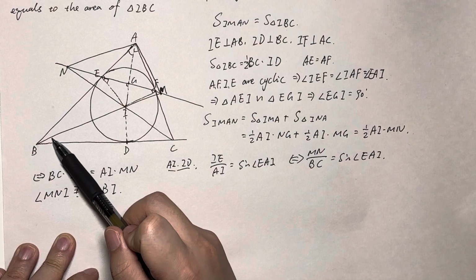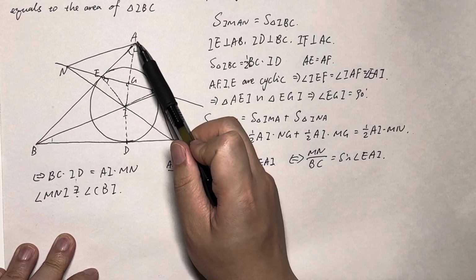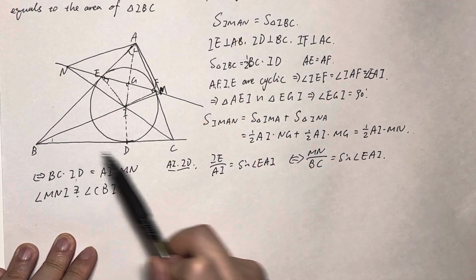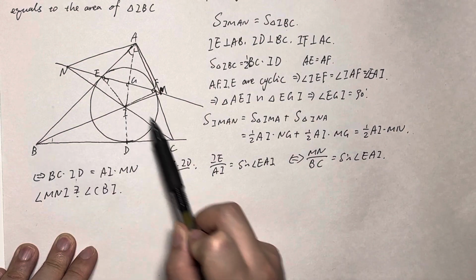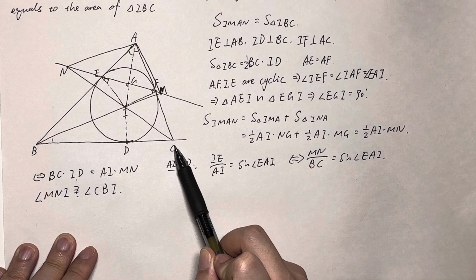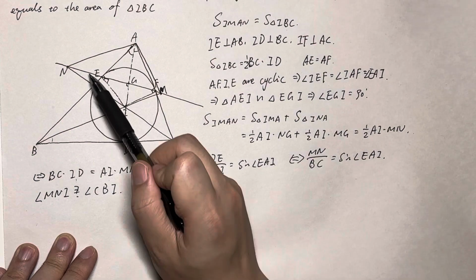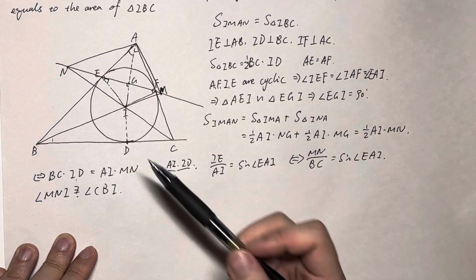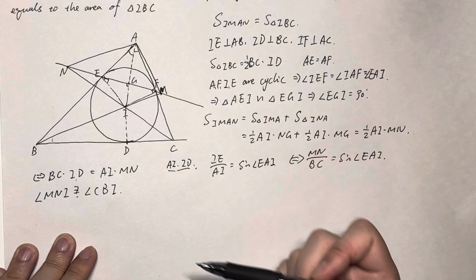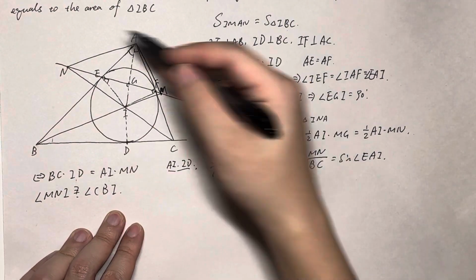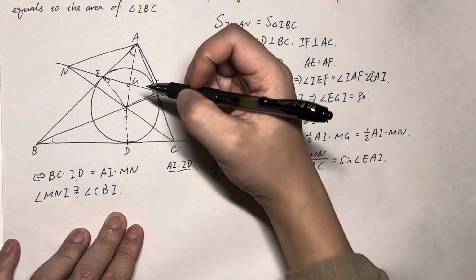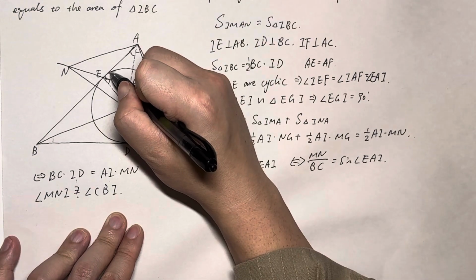Okay, what about this angle? This angle is half of angle ABC, and it's inside triangle BIC, right? And what about this angle? It looks difficult to find the relation currently, but let's just dig into this figure more. Let's look at this angle.